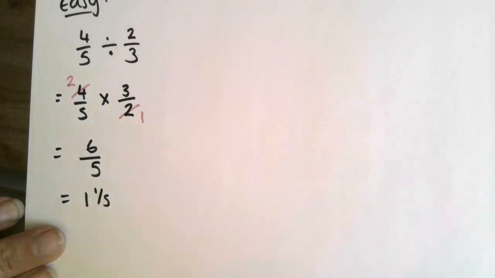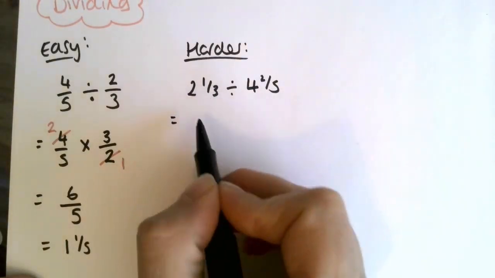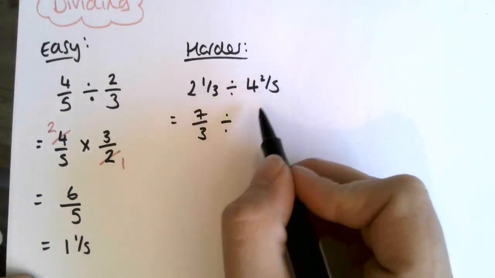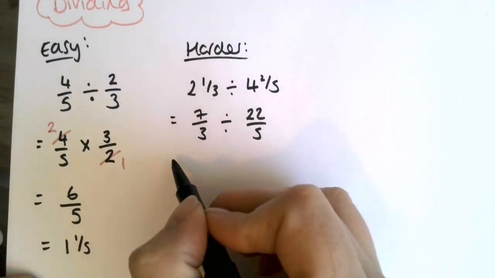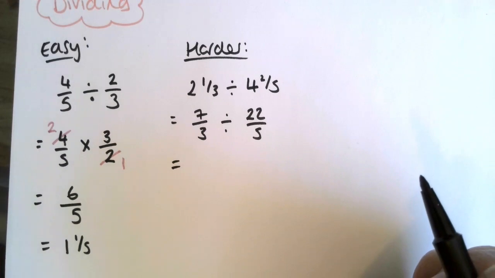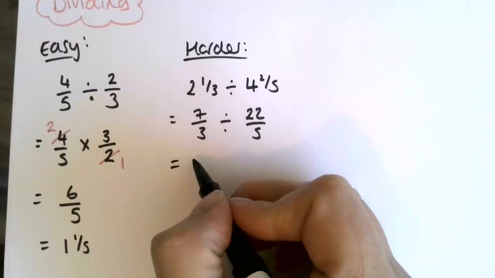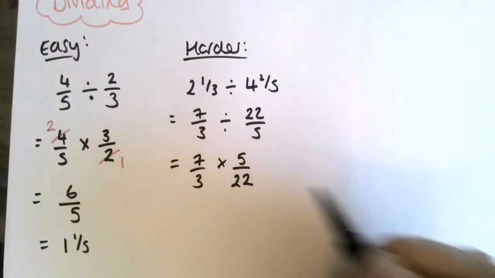Okay. Move on to a slightly harder one now. So 2 1/3 divided by 4 and 2/5. Extra step this time just of changing into top heavy fractions first of all. So 2 1/3 is 7/3 divided by 4 and 2/5 is 22/5. Remember, we cannot cancel at this stage. It's only when we get to the next stage that we can cancel. So our next stage is to turn the fraction we're dividing by upside down and change it to multiply. So 7/3 multiplied by 5/22.